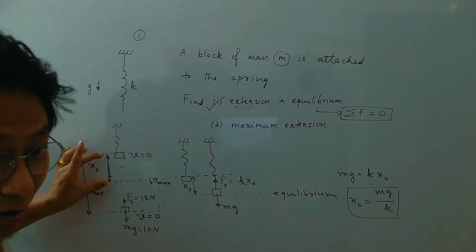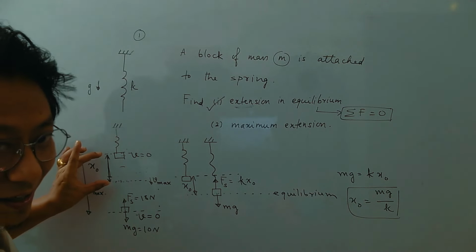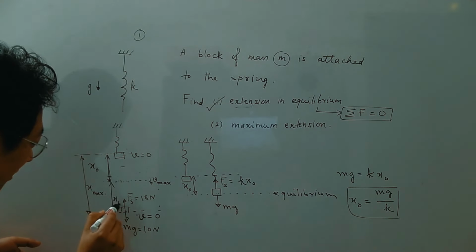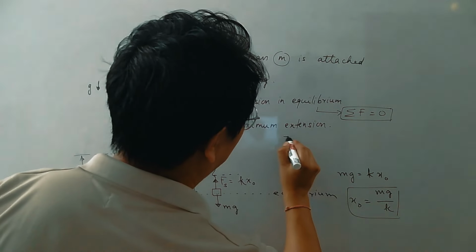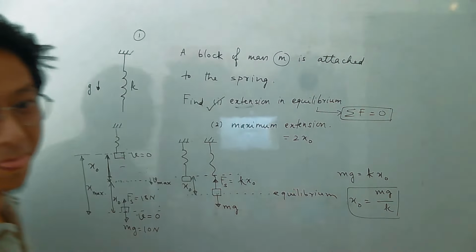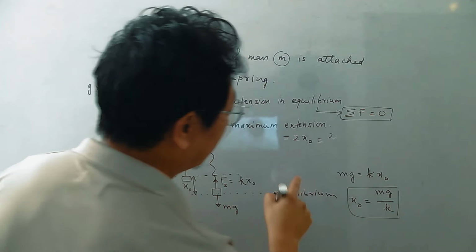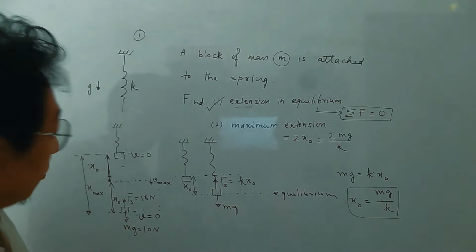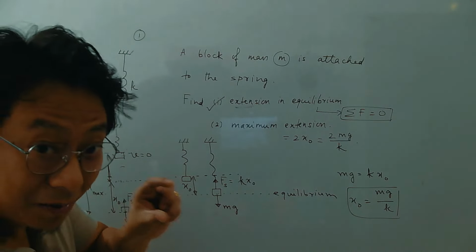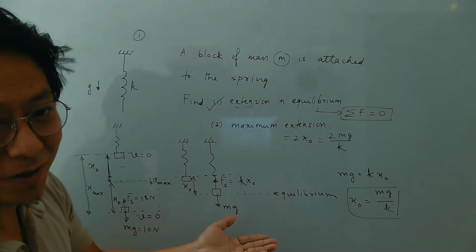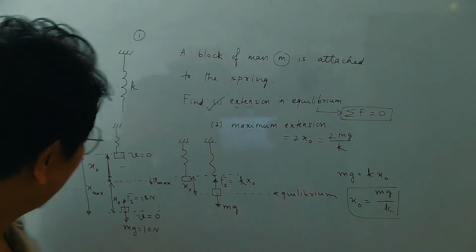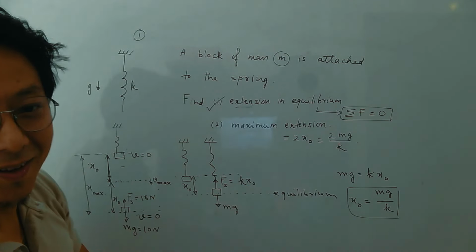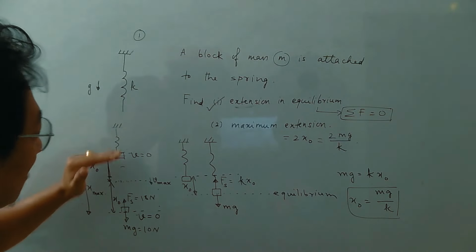So if this is the equilibrium extension, then what will be the maximum extension? This will also be amplitude x naught. So maximum extension will be simply twice of x naught, which equals what was x naught? mg by k. So if you know the extension in equilibrium is x naught, which is very easy to calculate because in equilibrium net force is 0, what will be the maximum extension? Twice. Simply double of that. That you can understand if you know simple harmonic motion.